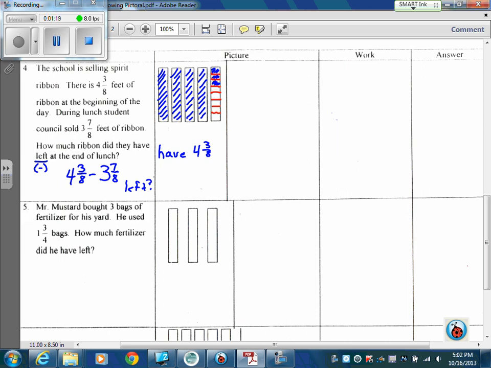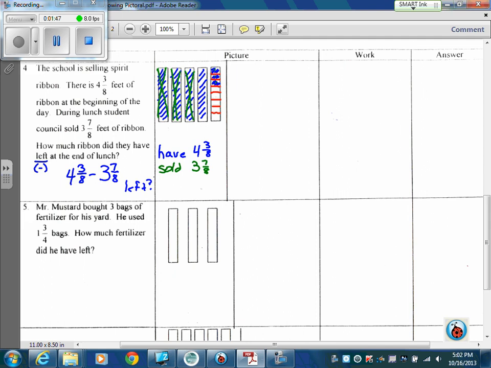They said that during the day they sold 3 7/8. So to show that that's gone, I need to X out. So I'm going to start with my 3 holes. So that means this hole's gone, this hole's gone, this hole's gone. Now I need to take away 7/8. The problem is I don't have 7/8 to take. I only have 1, 2, 3/8.